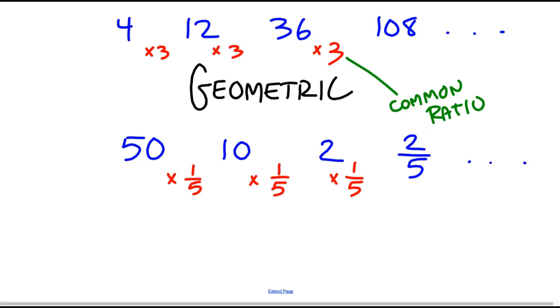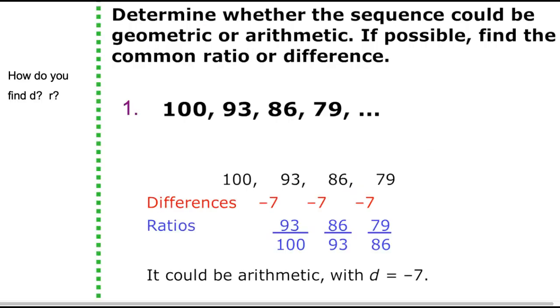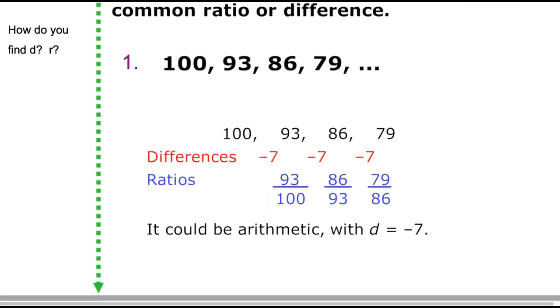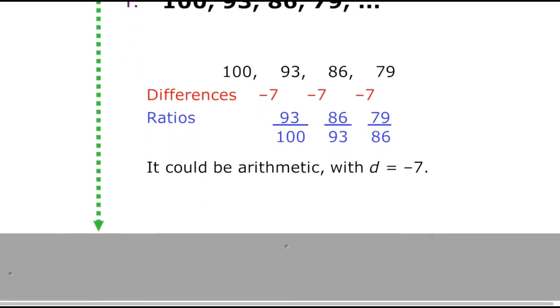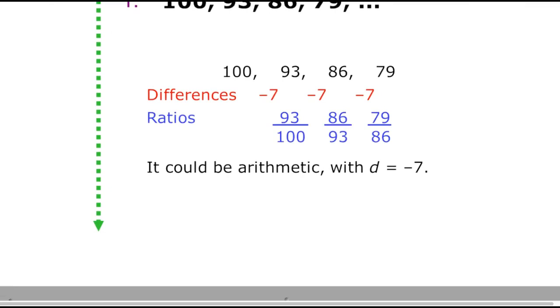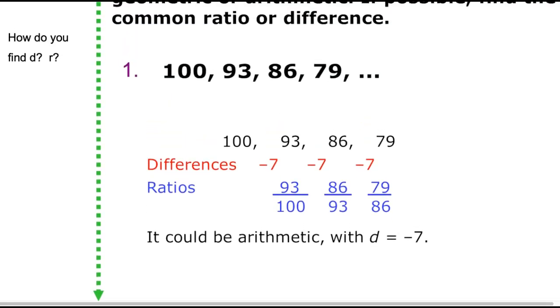So it's times by a fifth. If you are timesing by a fraction that's less than 1, your sequence is going to be decreasing. It's getting smaller. All right, let's look at some examples. Here you want to determine: is it geometric? Is it arithmetic? This one is going down by 7 each time, so it's adding negative 7, or subtracting 7. Therefore it's arithmetic with a common difference of negative 7. Just an example from the book to look at.